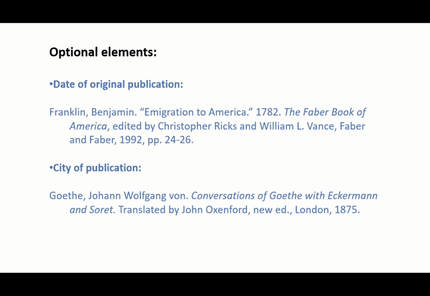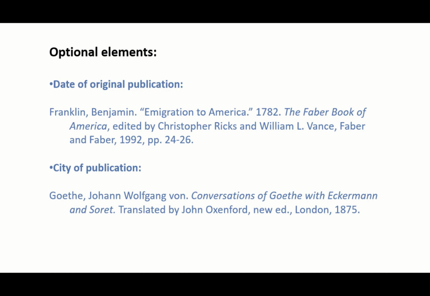Sometimes you might want to include the date of an original publication instead of, or along with, the date from when you accessed it. This is typically going to apply to historical documents that are well known. For example, this Immigration to America by Benjamin Franklin, originally published in 1782, but the source that this person was citing was an edited version published in 1992. Since it is a well-known source, it was important to include that original date.